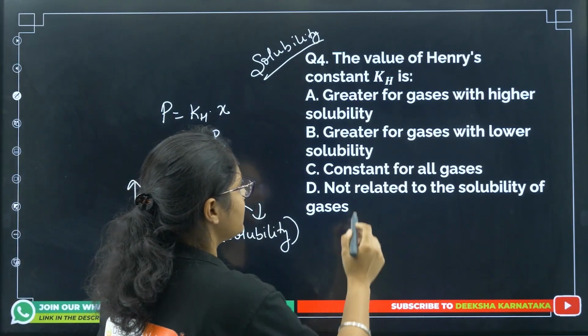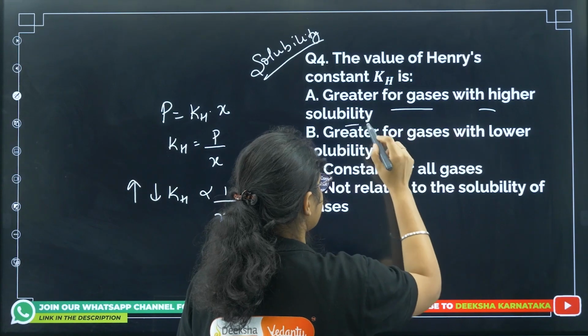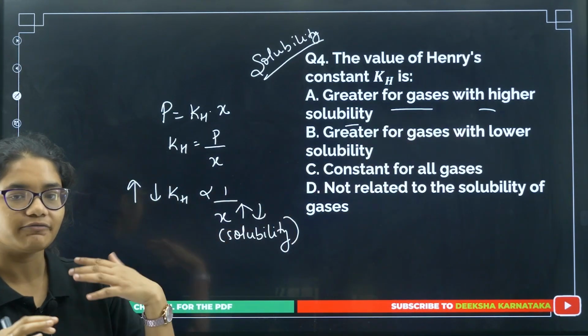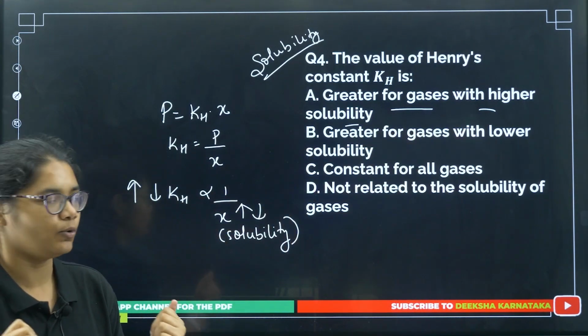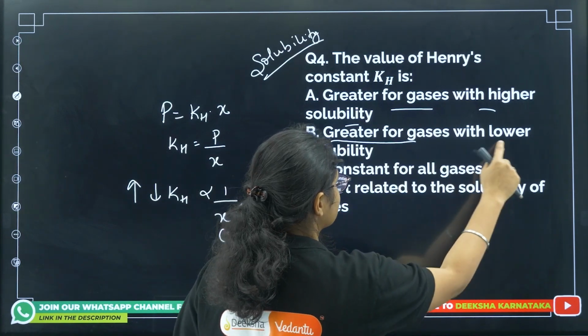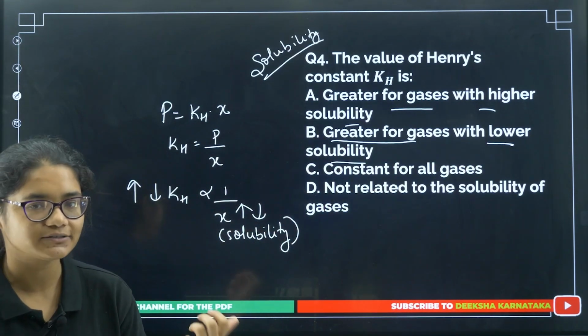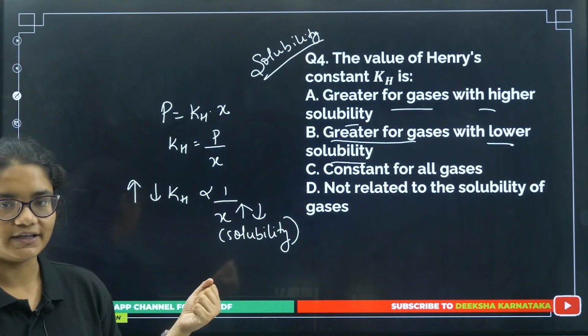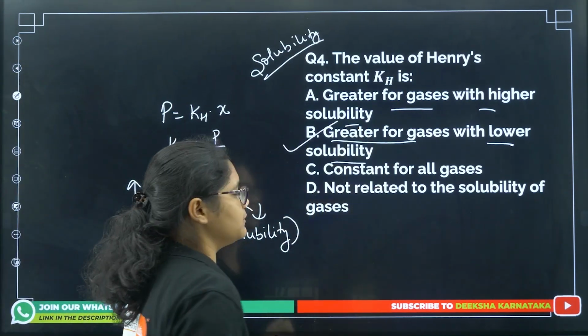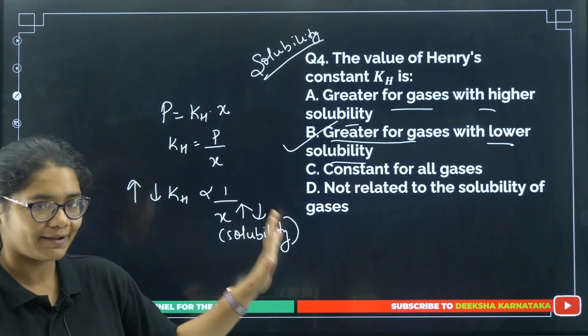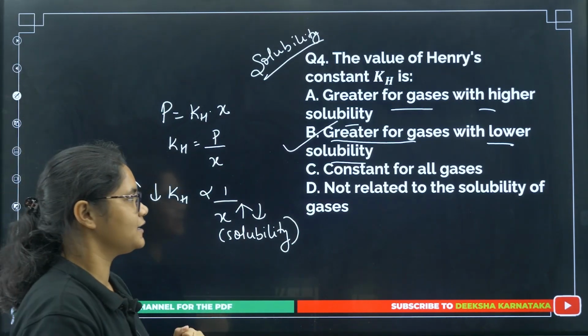So now, Kh will be greater for gases with higher solubility? Definitely no. If higher solubility is there, Kh will be low. Kh will be greater for gases with lower solubility. Yes, that is correct, because if gas solubility is low, then the Kh value will be high because of the inverse relation. The correct answer for this question will be option B. I hope everybody would have done this correct. If yes, please assign your marks.